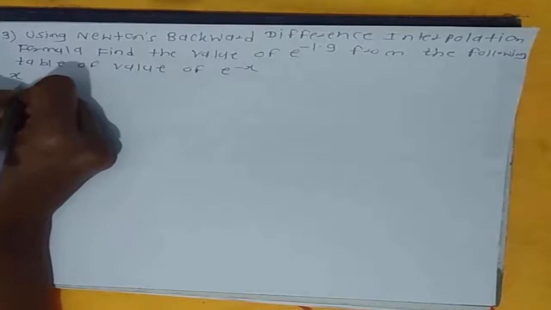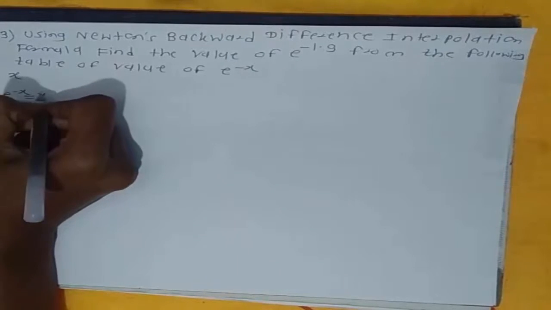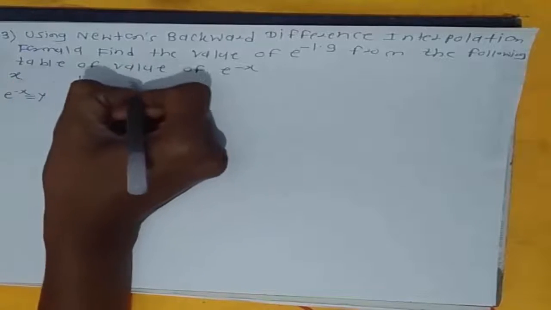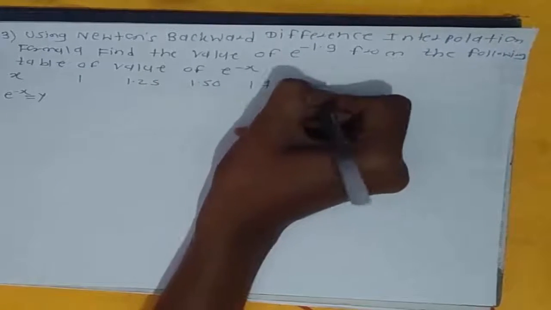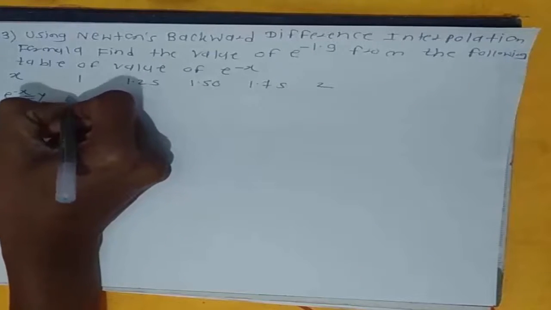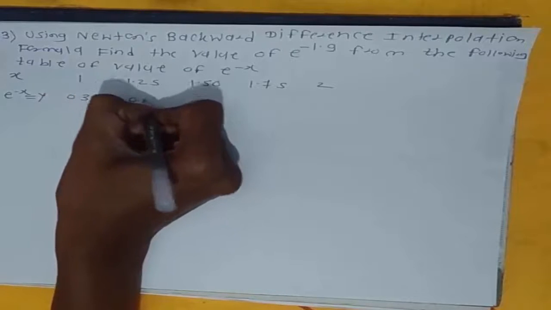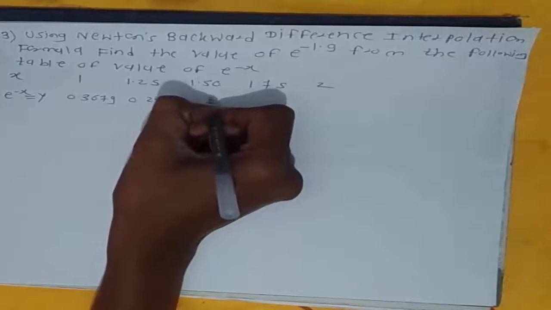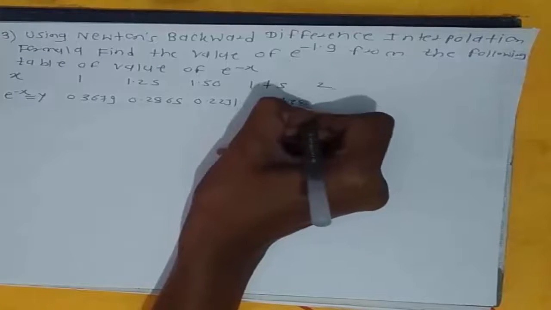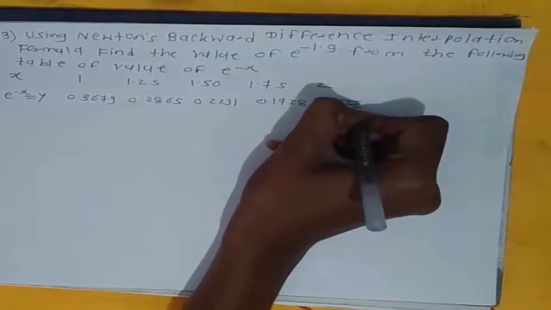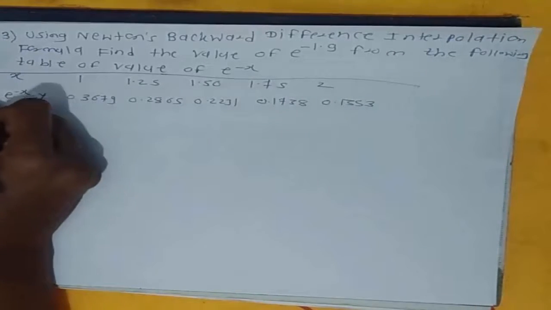Here we are given a table of values of x and e raised to minus x, that is y equals e raised to minus x, the given function. The points are 1, 1.25, 1.50, 1.75, 2. The values of e raised to minus x at point 1 is 0.3679, at 1.25 is 0.2865, at 1.50 is 0.2231, at 1.75 is 0.1738, and the last is 0.1353.